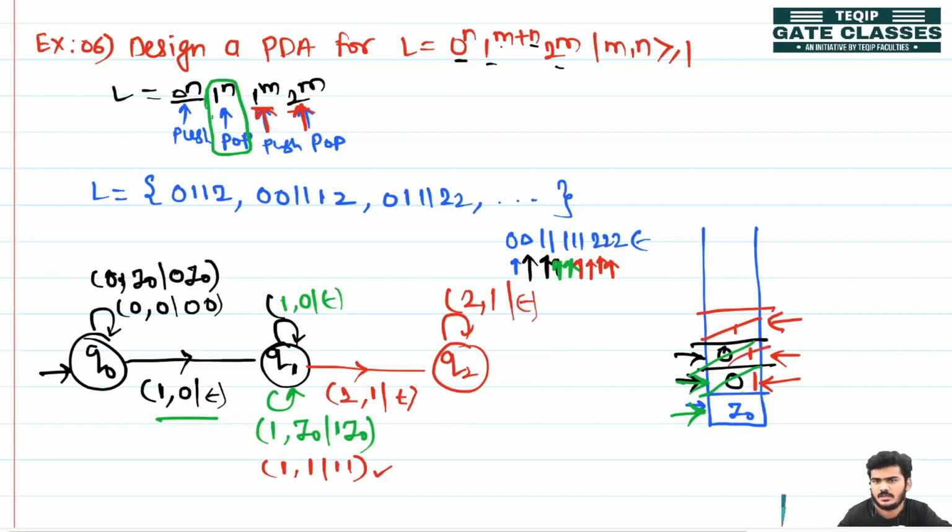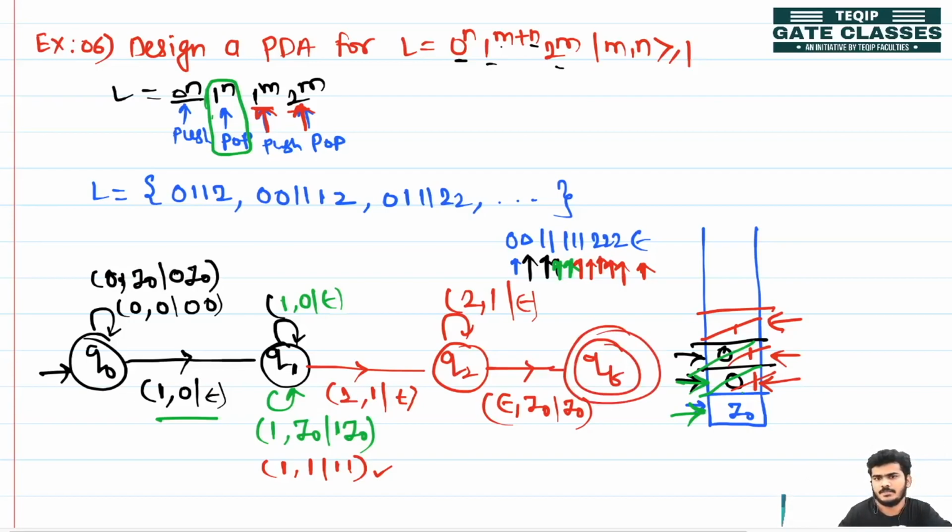And finally, for all these 2s, all the ones are popped. And finally, if we came across epsilon and the top of the stack is Z0, then we will keep that Z0 as it is, and we will accept in the final state. Okay, so this is the PDA for this particular language.